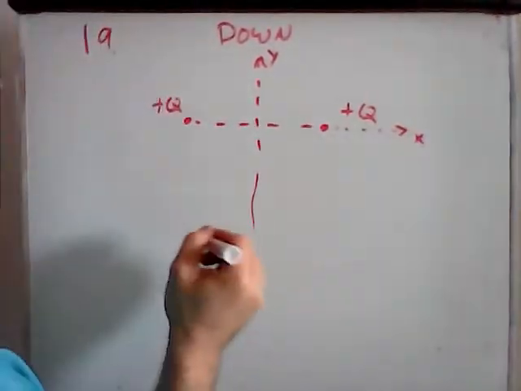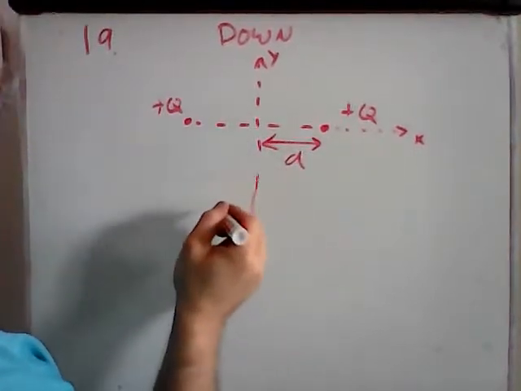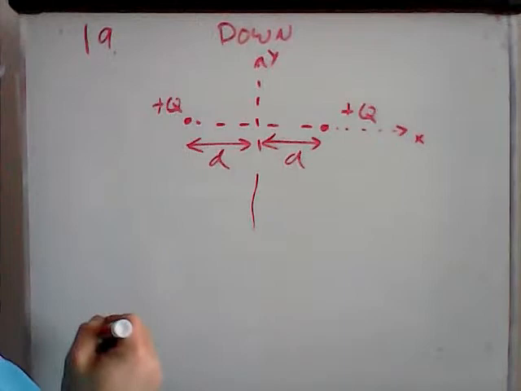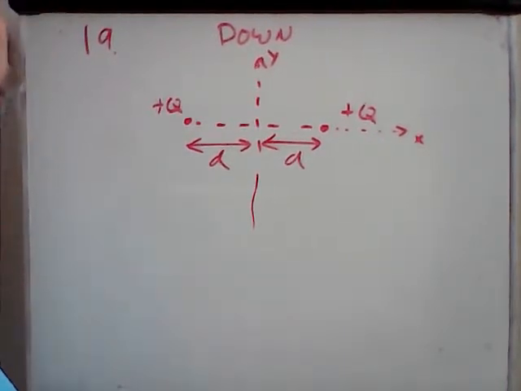This is the x-axis. This distance right here is little d. This distance right here is little d. And that's it. We're looking down on this. We see two charges like that. Two objects on a horizontal frictionless surface each have charge plus q, and each are fixed in place on the x-axis at the same distance d from the origin as shown in the figure above.